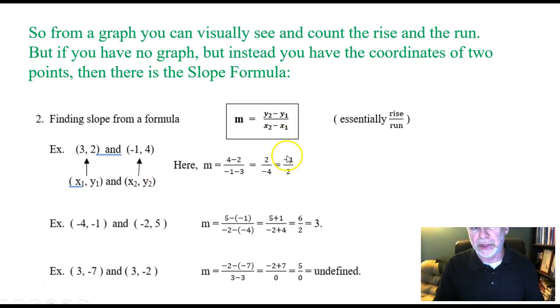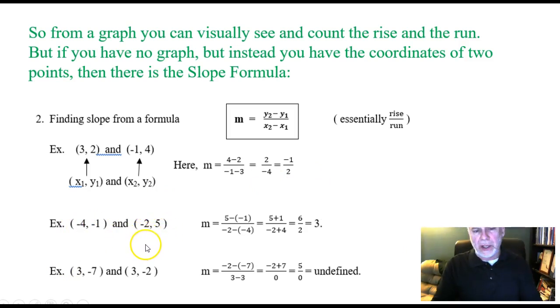All right, so now we'll plug those numbers into the formula. So y2, well, y2 was 4. 4 minus y1, well, y1 is 2, so we have 4 minus 2 in the numerator. In the denominator, we have x2, which is -1, minus x1, which is 3. So -1 minus 3, that's -4. And so you have the fraction 2 over -4, or -1/2 is how that reduces. -1/2.